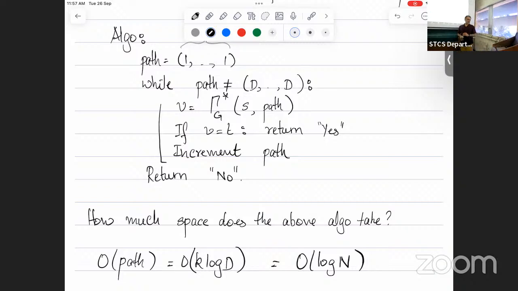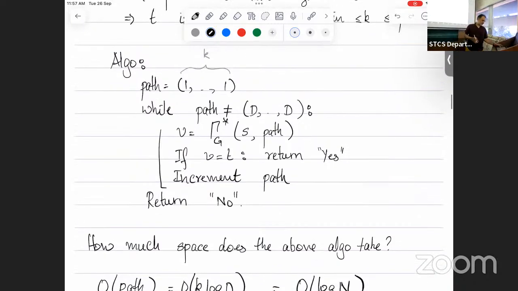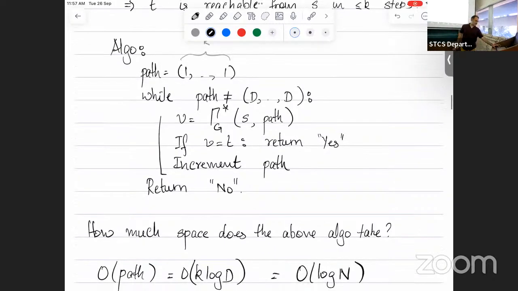So in the special case when you know that your connected component containing the vertex S is an expander, here is a deterministic algorithm running in just order log n space that correctly solves the ST connectivity problem. Okay, hope this is clear so far.